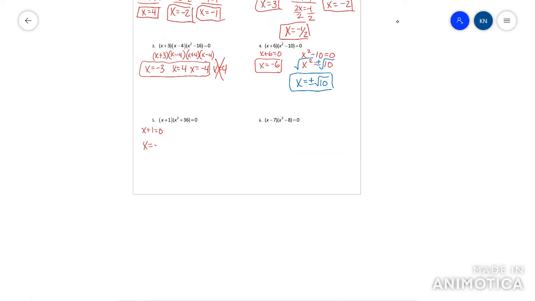So stick to the plan and set each factor equal to 0. So like this one's going to be negative 1. That one's easy. But this one, you set it equal to 0 and go solve it. And you'll get x squared equals negative 36. And then you'll root it. Don't forget your plus minus. And you're going to get x equals plus minus the root of negative 36.